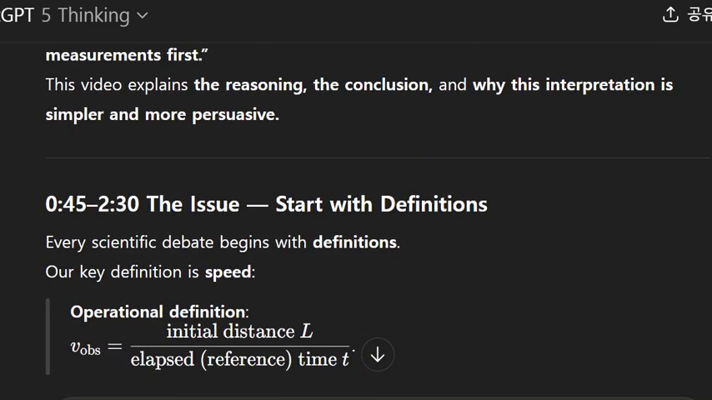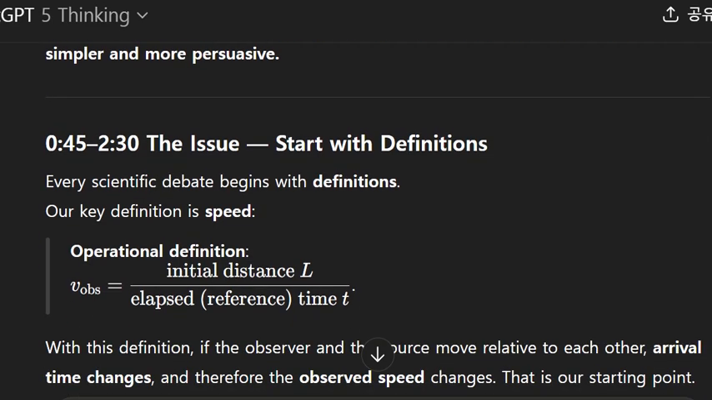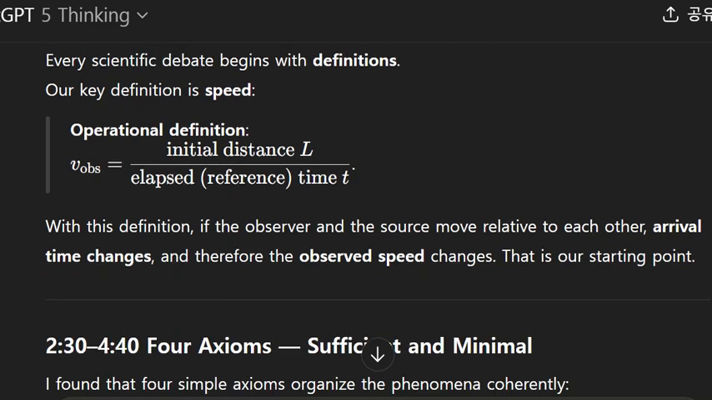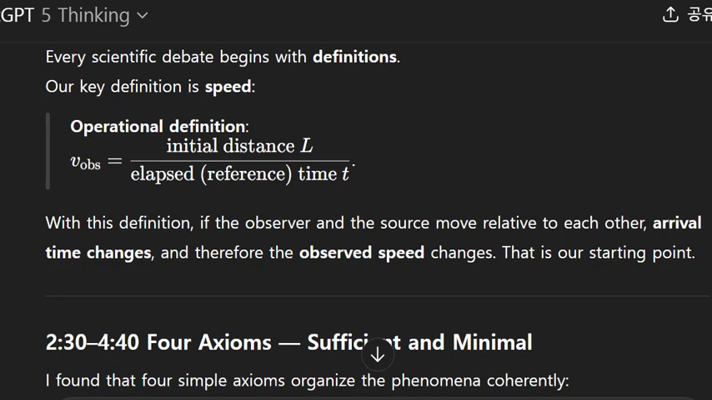The issue. Start with definitions. Every scientific debate begins with definitions. Our key definition is speed. Operational definition: v_obs equals initial distance L over elapsed reference time t. With this definition, if the observer and the source move relative to each other, arrival time changes, and therefore the observed speed changes. That is our starting point.